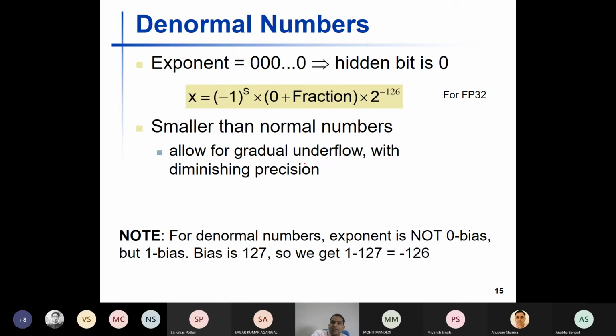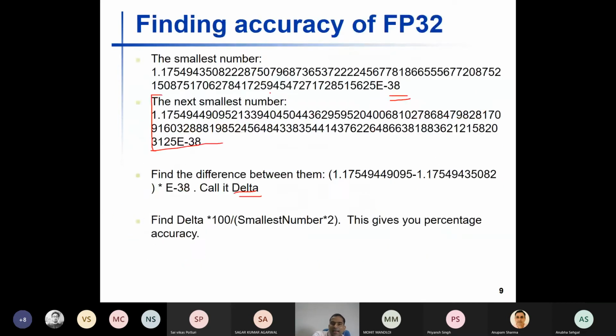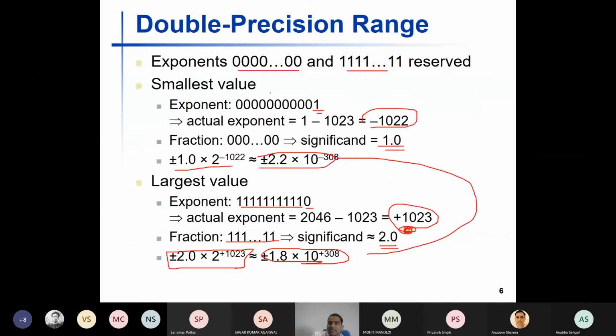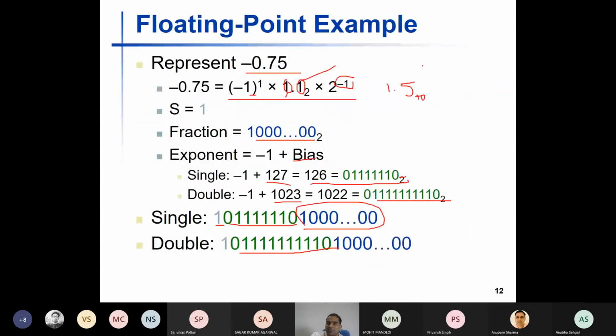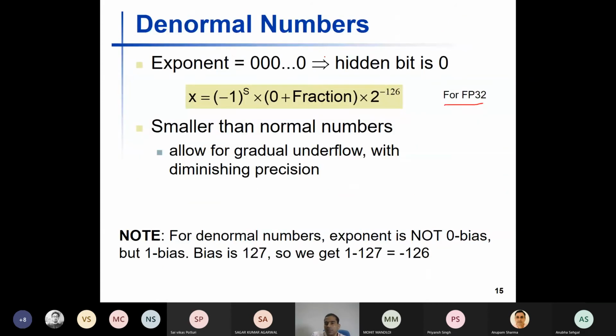Okay. So in d-normal numbers, this is for FP32, our exponent is all 0, right? And previously we said that exponent being all 0 is reserved for something. Now I'm telling you what it was reserved for. It is reserved for d-normal numbers. Whenever the exponent is all 0, the hidden bit is not 1, but the hidden bit is 0. So that 0 comes here, not 1.